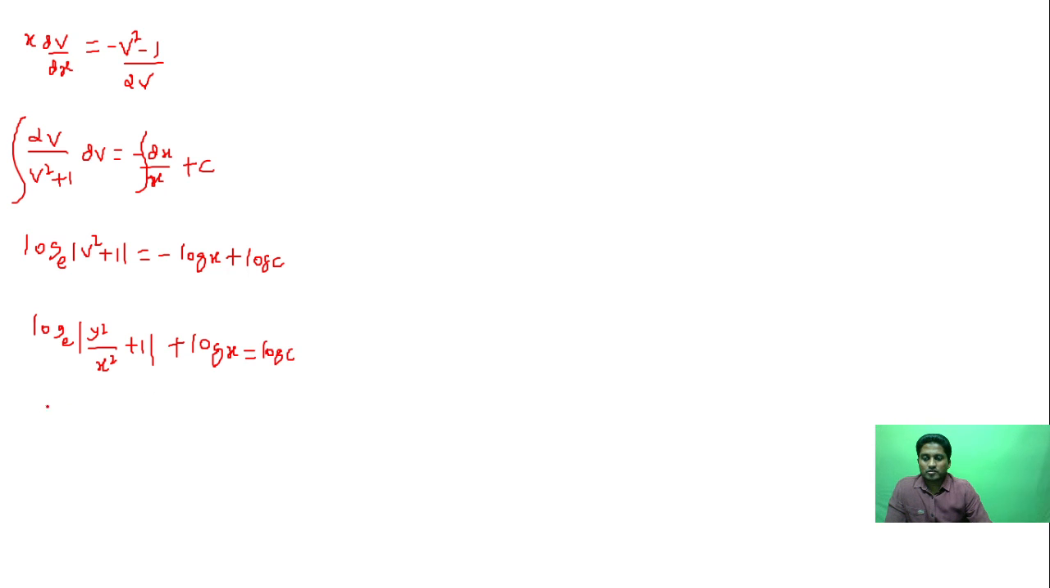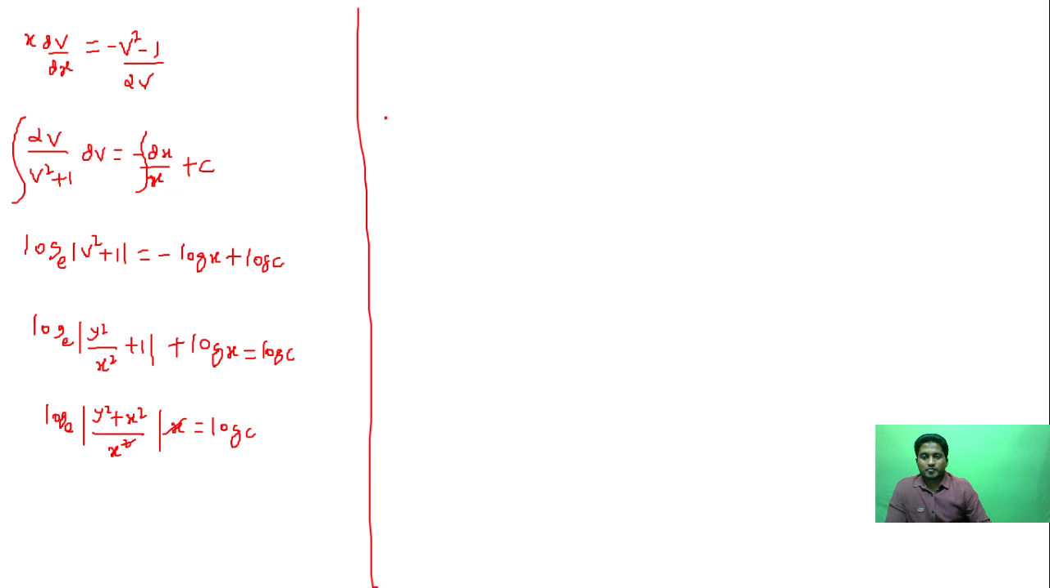Log m plus log n is log m into n. This will be equal to log of v square plus 1, that is y square plus x square divided by x square, into x is equal to log c. This x will cancel with the square. If you equate the corresponding values, you get y square plus x square upon x is equal to c. You cross multiply, you get y square plus x square is equal to cx.